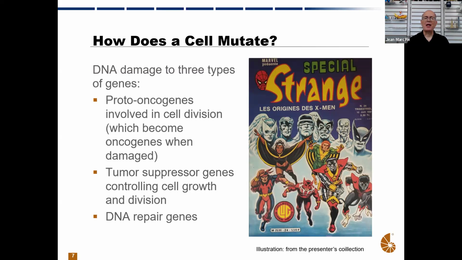First, damage to the genes that are involved in cell division, which once damaged will become oncogenes. Those are the precursor genes that, when damaged, become oncogenes and allow the cancer to thrive. Second, damage to your tumor suppressor genes that control cell growth and division. Your body is well regulated normally, and cells are orderly in development and in growth. And that is broken with cancer.